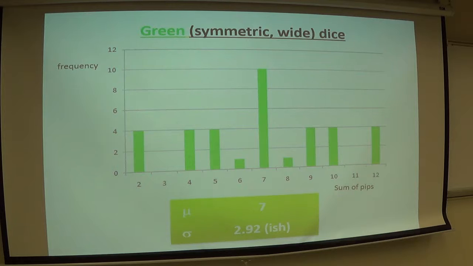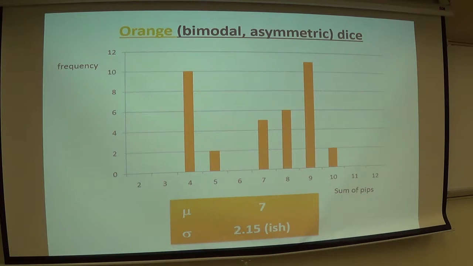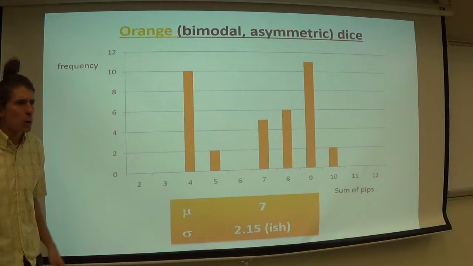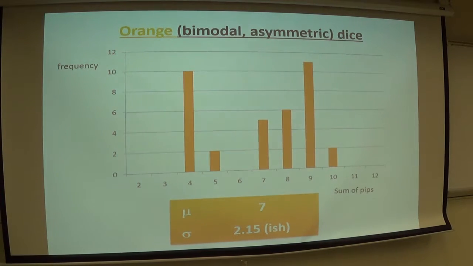Cool? Thank you. All right. Orange. Look like your guys'? I like this one. It was bimodal. You got 2 spikes, which are kind of fun. The average is 7, which ends up being right about here. Plus or minus 2.15. Does that agree with you guys? 2.15. Awesome.